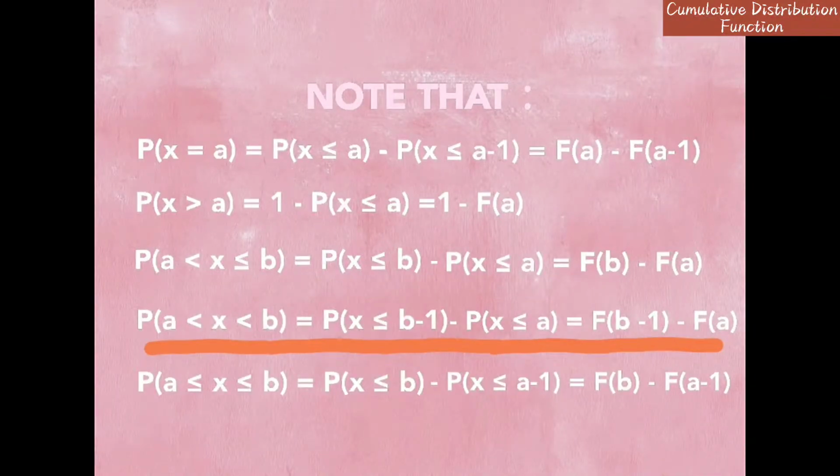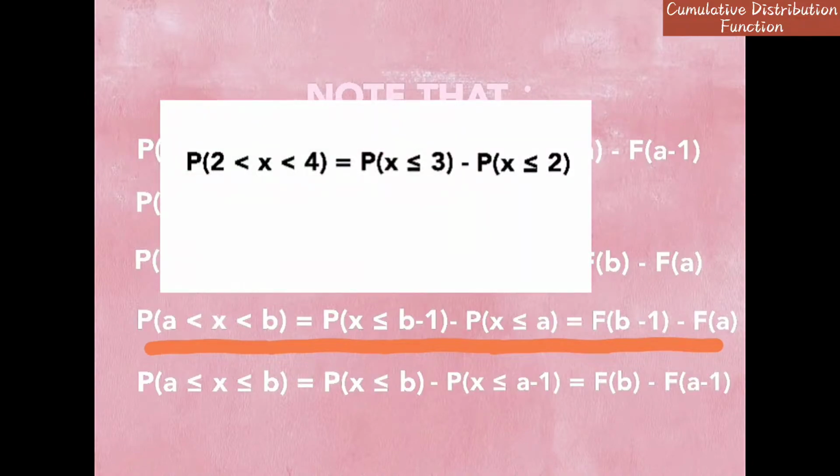The fourth one is that to find the probability of x in between a and b is equal to the probability of x less than or equal to b minus 1, minus the probability of x less than or equal to a, which is equal to F(b minus 1) minus F(a). For example, to find the probability of x in between 2 and 4, we can use the probability of x less than or equal to 3 minus the probability of x less than or equal to 2, which is equal to F(3) minus F(2).